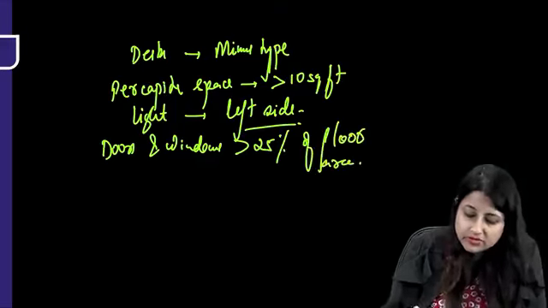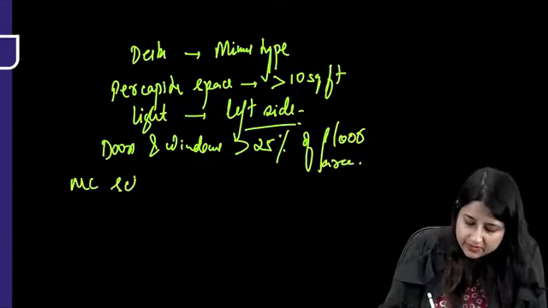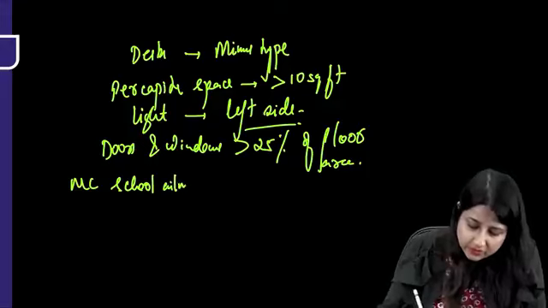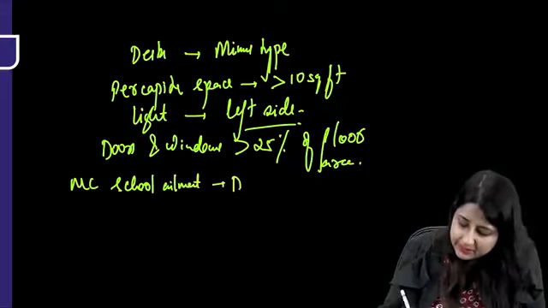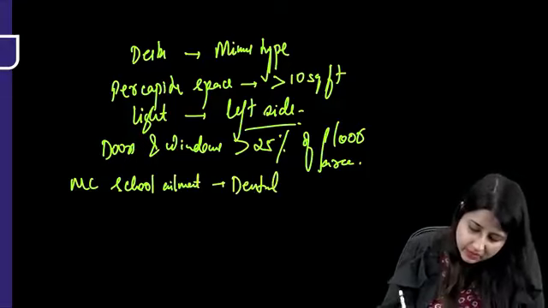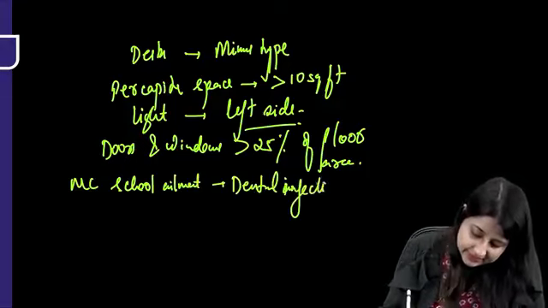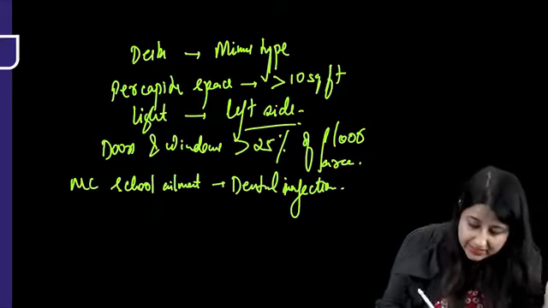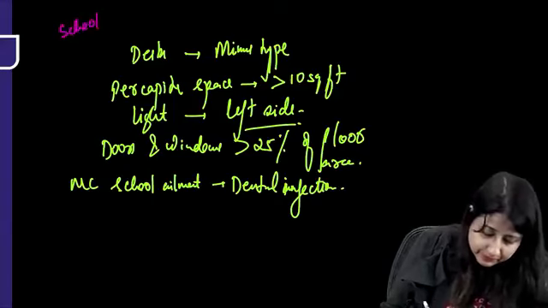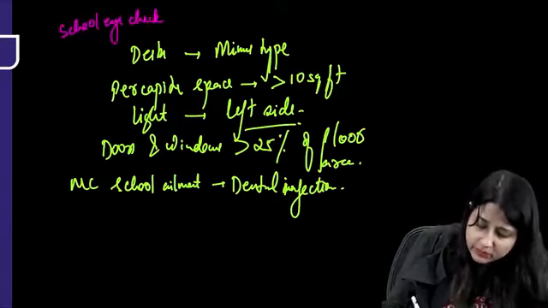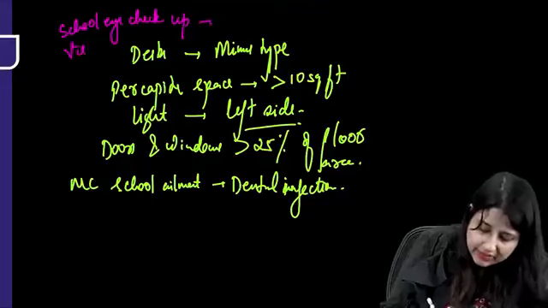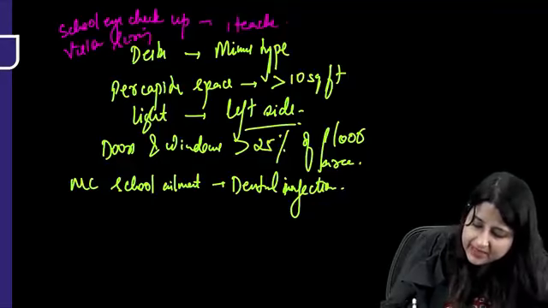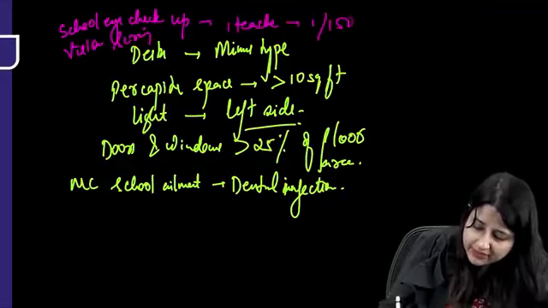Most common school ailment, or most common infection reported from schools, please remember for the examination, is dental ailments, dental infections. Then there is a school eye checkup program, school vision screening. These are all secondary level of prevention. That can also be done by a teacher, one teacher for up to 150 students.